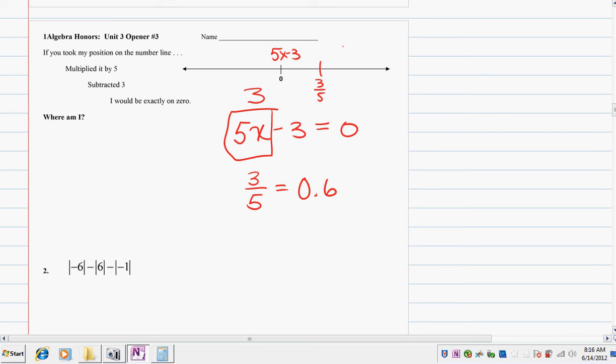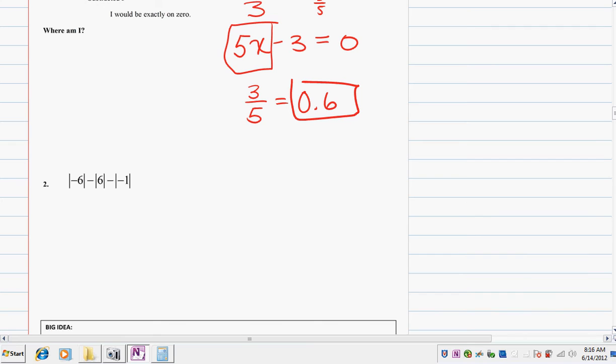Now, can I be anywhere else? Is it possible to be anywhere else on this number line? No, in fact, you can't be anywhere else because this is the only place where you could multiply by 5 and subtract 3 to get to where you want to go. So this is the solution.